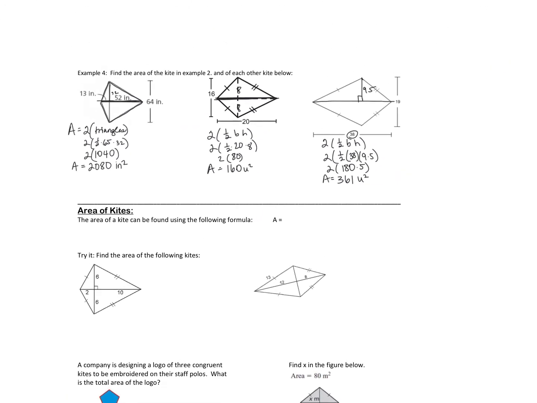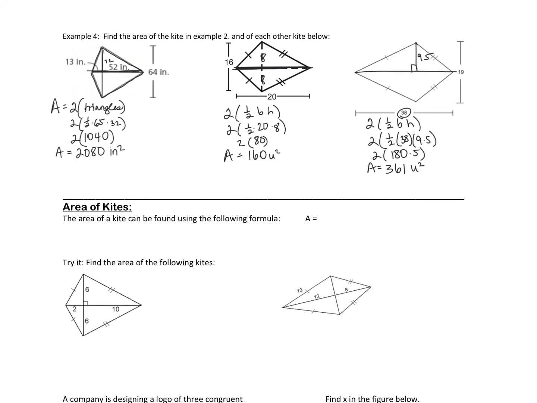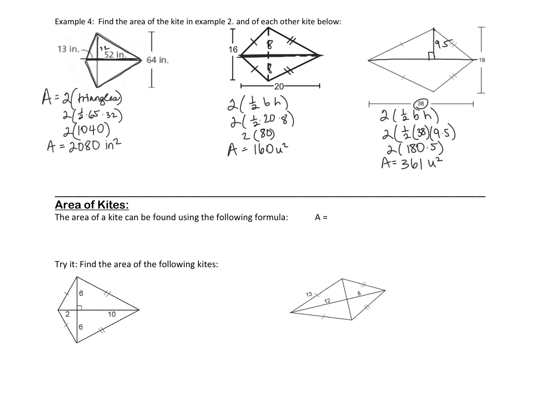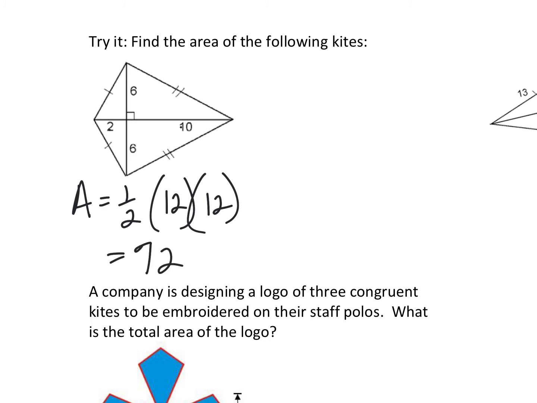All right, so just like we can do this, we can also use that formula and base it on the same way that we do a rhombus by doing 1/2 diagonal 1 times diagonal 2. All right, so we're going to just do it the same way. Find the area of the following kites. The area is 1/2 the 2 diagonals, so 6 plus 6 is 12, and 10 plus 2 is also 12. So 144 divided by 2 is 72 units squared.